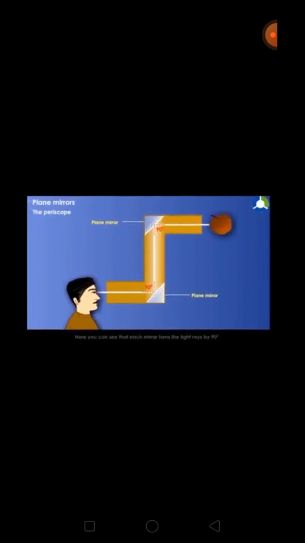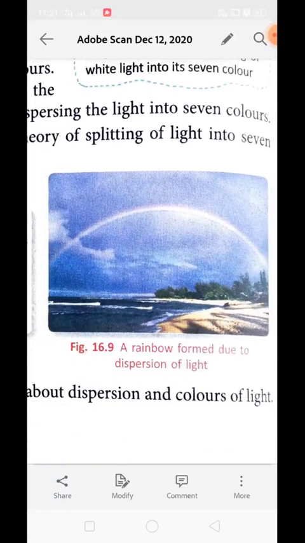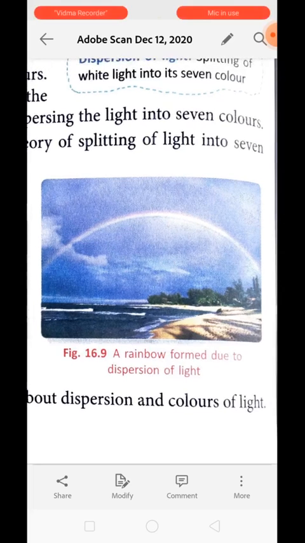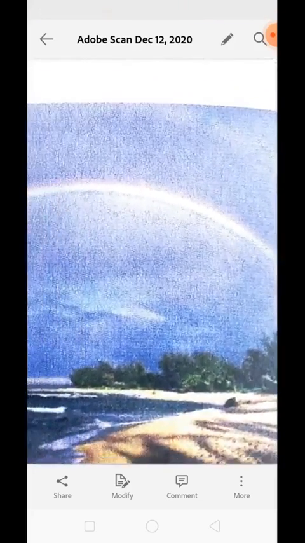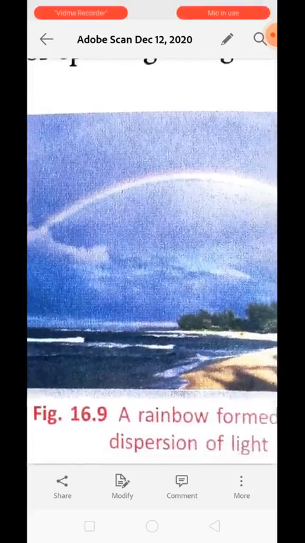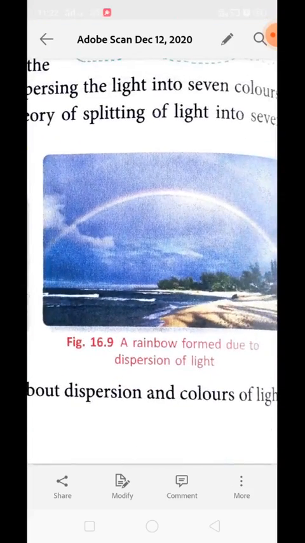Now next is the color of sunlight. In our previous classes, we have already studied that sunlight is composed of 7 colors, termed VIBGYOR. A rainbow in the sky after a rainfall is natural evidence of this. This rainbow which is present in the sky after the rain is natural evidence that sunlight has 7 colors.